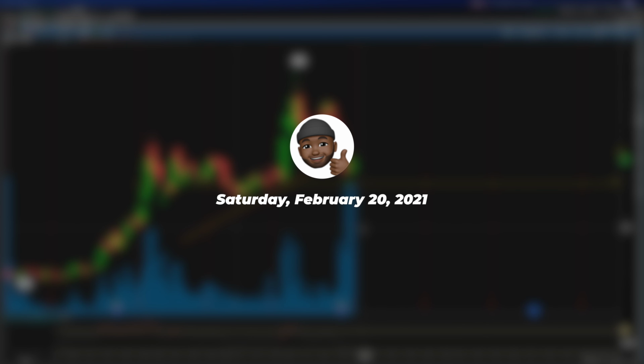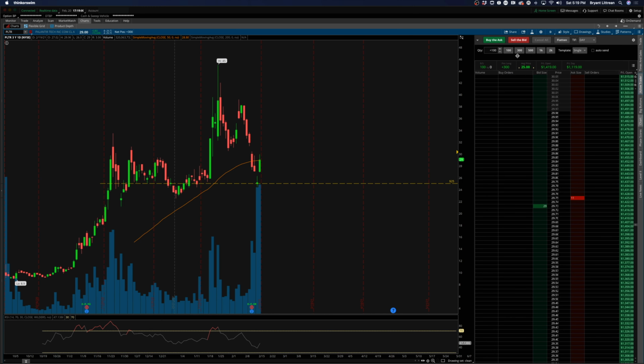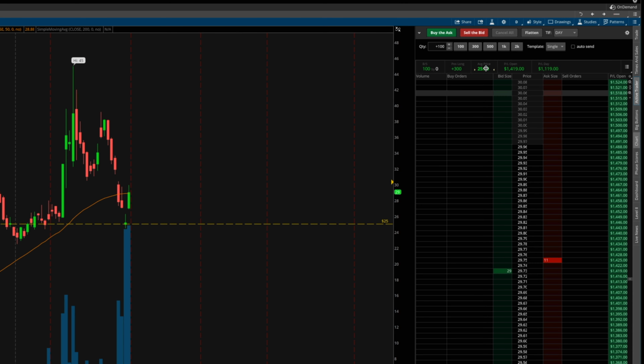Today is Saturday, February 20th, 2021. What we're looking at is the daily time frame for the company Palantir, ticker symbol PLTR. Now let's pull up the active trader window so you guys can see my position. I'm currently long 300 shares with an average price of $25.